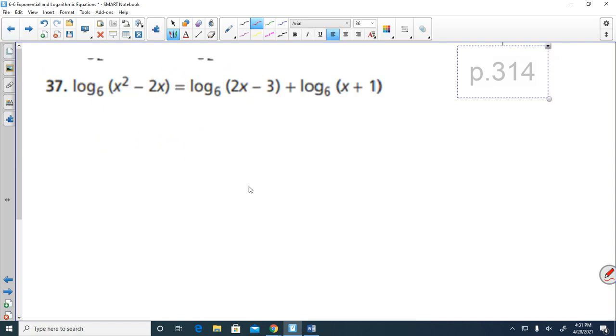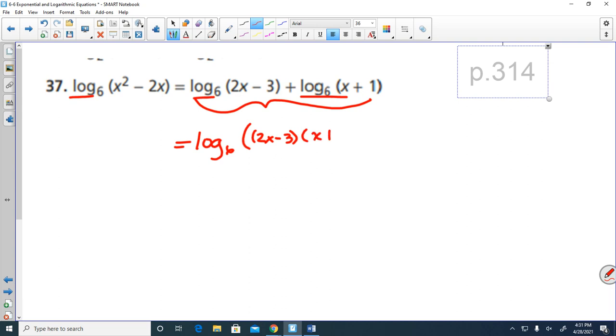There's a couple extras you might want to look at, like 37 on page 314. Take a look at that one. So 37 is one that I was talking about where they're all log base 6s, but on the left I have one log and on the right I've got two logs. So I need to find a way to combine these two together. I'm going to combine these two with log properties. I'll use that product property that says if I've got two logs being added together, I can write it as one log of the product of those two. So of 2x minus 3 times x plus 1.